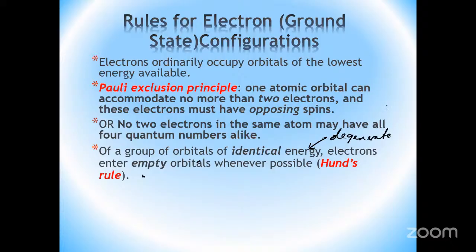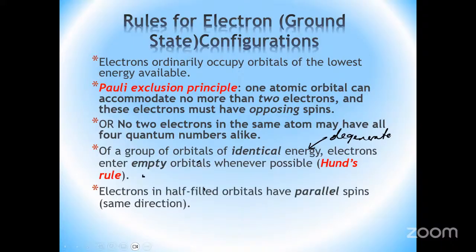The set of p orbitals that we saw earlier, we would call that a degenerate set of orbitals because they all have the same energy. What this particular rule is saying is that if you have a degenerate set of orbitals, then when you're assigning the electrons, you would first assign them to empty orbitals. We're going to see some examples of that first. And then it says electrons in the half-filled orbitals must have parallel spins.